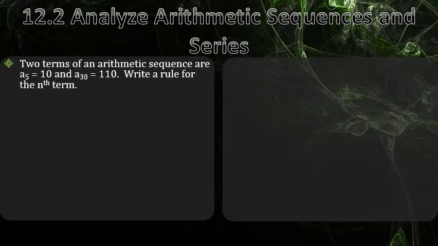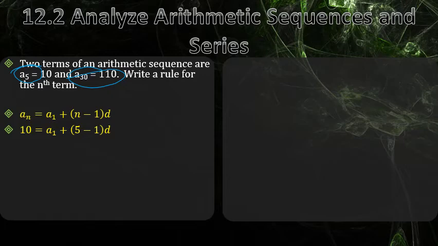Two terms of an arithmetic sequence are a5 equals 10 and a30 equals 110. Write the rule for the nth term. Well, we have two points. We've got a point here where n is 5 and an is 10, and then when n is 30, an is 110. So if I take my first point and fill it in, the n is 5, the an is 10. 5 minus 1, of course, is 4. I ended up with that.